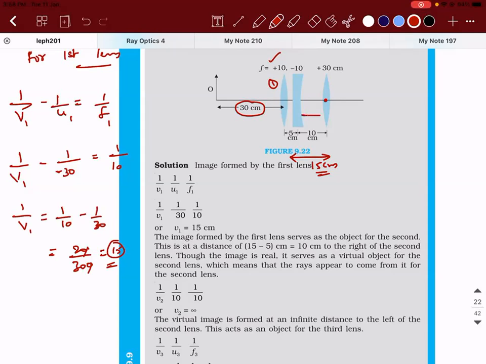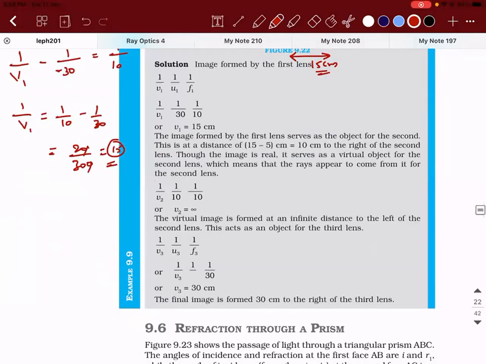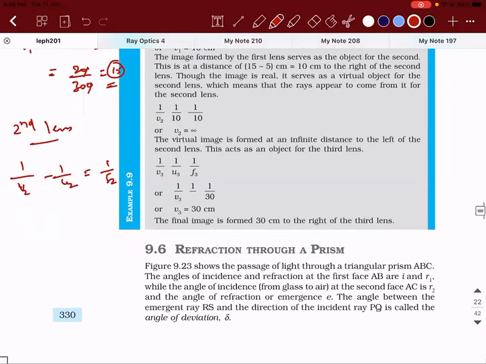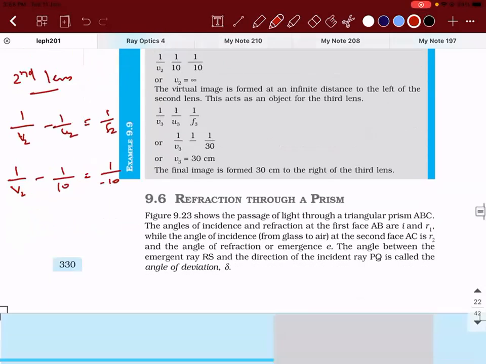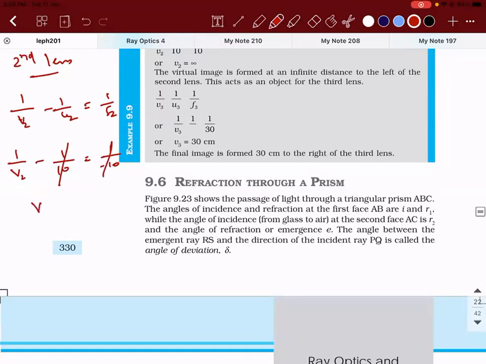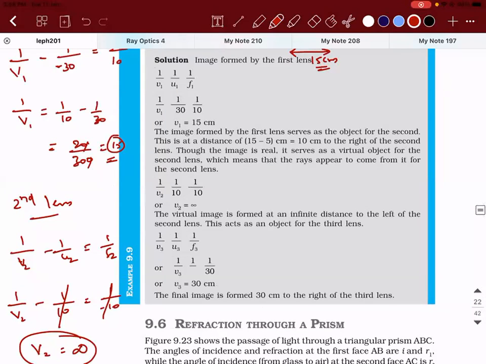Now, 15 centimeter is the distance from the first lens. So how much is the distance from the second lens? The distance is 10 centimeter. Now this 10 centimeter will be the object distance with respect to the second lens. So with respect to the second lens, 1/V2 minus 1/U2 is equal to 1/F2. So 1/V2 minus 1/10 is equal to 1/F2, which is minus 10. So this and this will get cancelled. V2 will be at infinity.